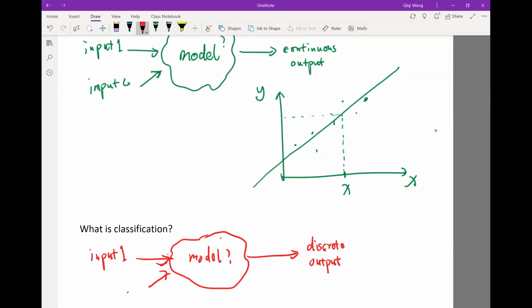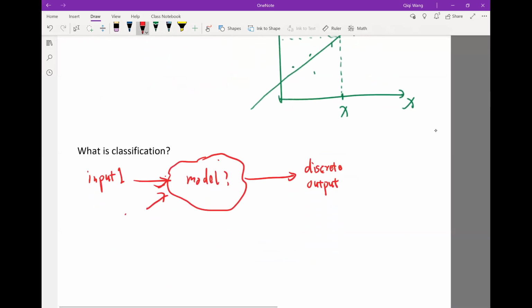A discrete output means the output can be either this or that. A classical example is character recognition. You get a bunch of images of 0, 1, 2, 3, handwritten, and you need to train a model to look at the image in pixels and figure out what number this image represents. So the output can be 0 or 1 or 2 or 3, etc. It cannot be somewhere in between 1 and 2 or between 2 and 3. So this is an example of a discrete output.